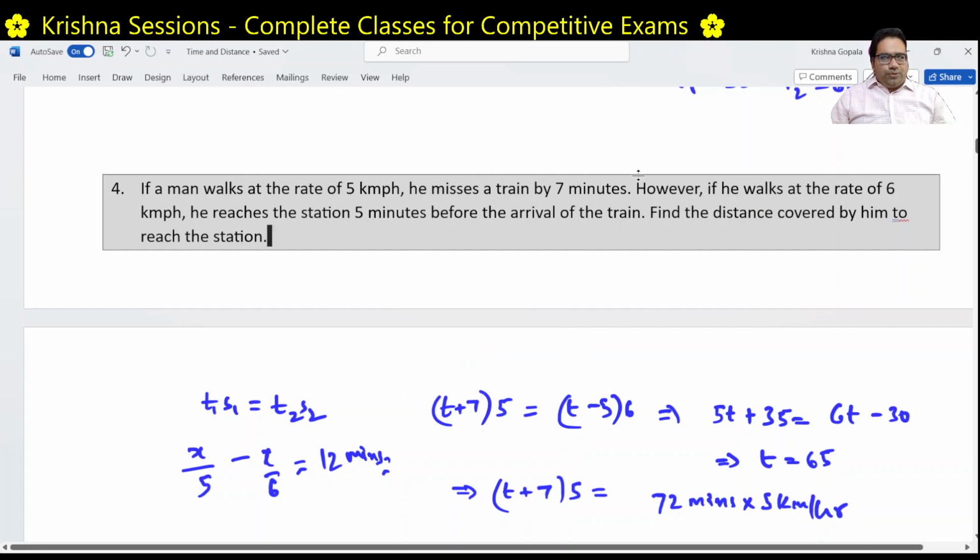He's taking 7 minutes more at 5 kilometers per hour, t plus 7 into 5. Or he's taking 5 minutes less, because he's reaching 5 minutes early, if he's walking at 6 kilometers per hour. So t plus 7 into 5 is equal to t minus 5 into 6. That means t equals 65.